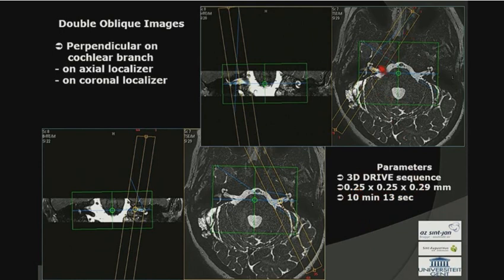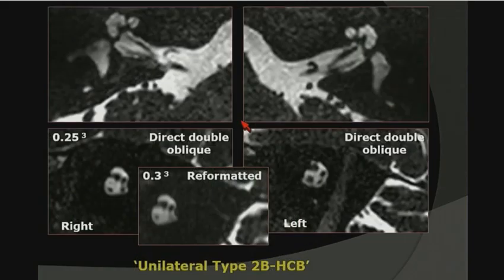Then we make our reconstructions. If we see something's wrong, perpendicular on the axis of the nerve, in the axial and the coronal plane, double oblique. And then that's what you get. You have a hypoplasia, you see that here, and it's a thicker cochlear branch on the other side. If you make your perpendicular slices here, that's what you see. You see that the cochlear branch is smaller than the facial. Look on the other side, how much bigger it is.